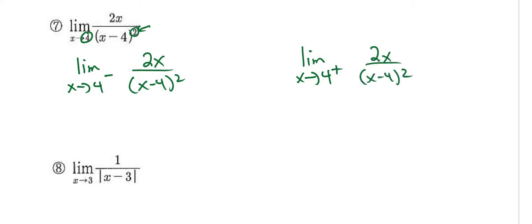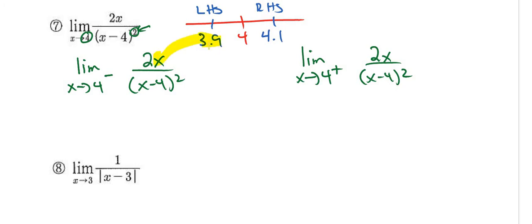And once you do a number of these, you should get comfortable with your speed as well. So I'm going to put a 4 here, and then I need to look at the left-hand side of 4 and the right-hand side of 4. A good number on the left-hand side could be 3.9, and a good number on the right-hand side could be 4.1. And once again, you're taking these numbers and you're substituting them in.